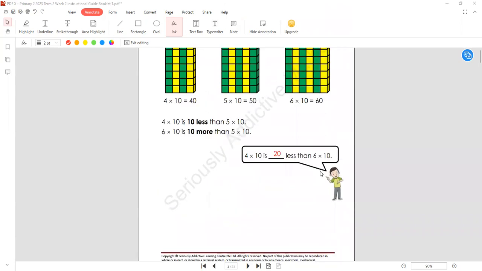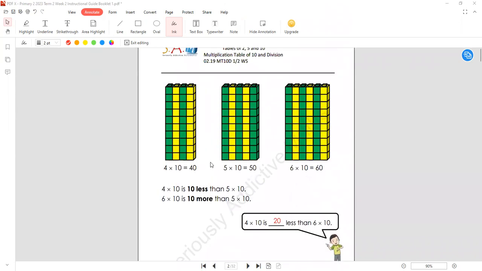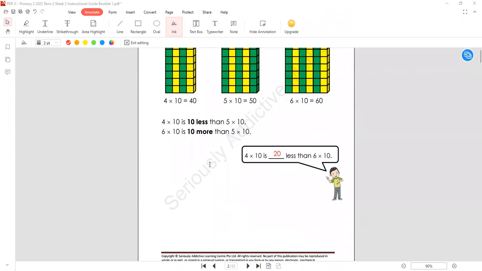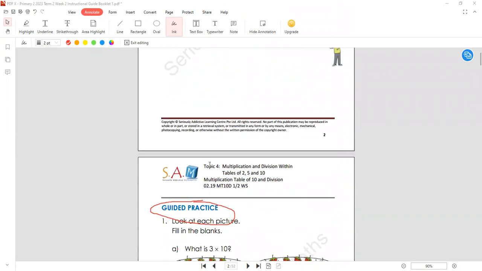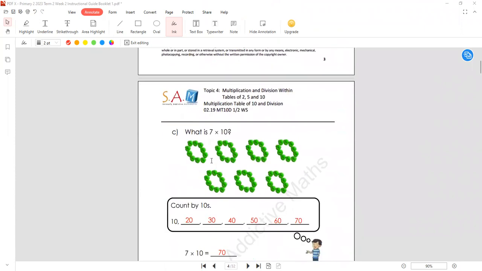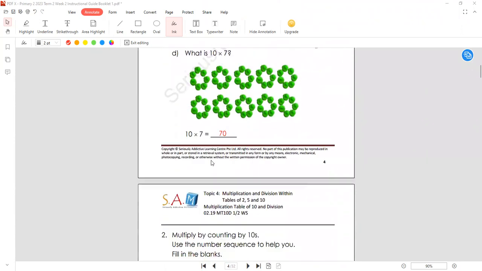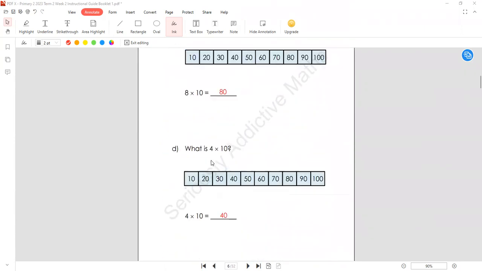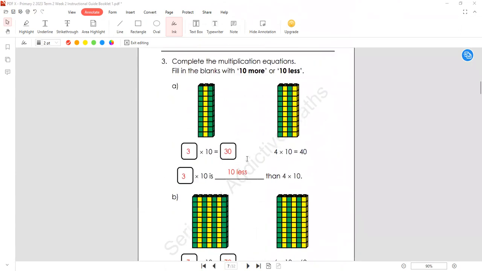The harder kind of questions would be this kind of question, but we'll do it as an "I do, you do" during guided practice. So, guided practice, do all these questions. I think they should be able to do them on their own. But for this question, you might want to guide them a bit. You have to fill in the blanks of 10 more or 10 less.